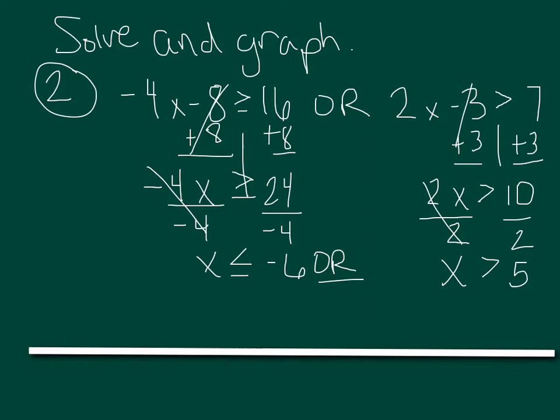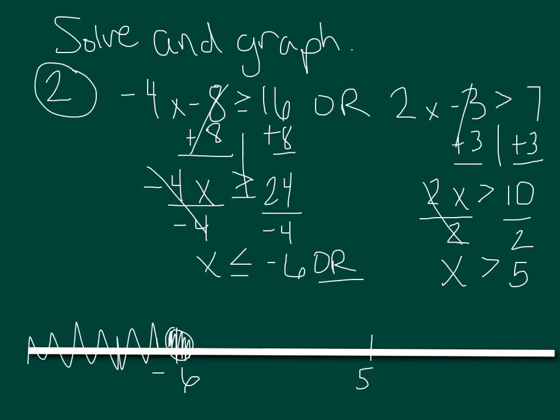Well, between -6 and 5, -6 is on the left. 5 is on the right. At -6 you look and you see that there's a line right there. So that means we have to put a closed circle, so we have to shade it in. And x is less than -6, so we shade to the left.